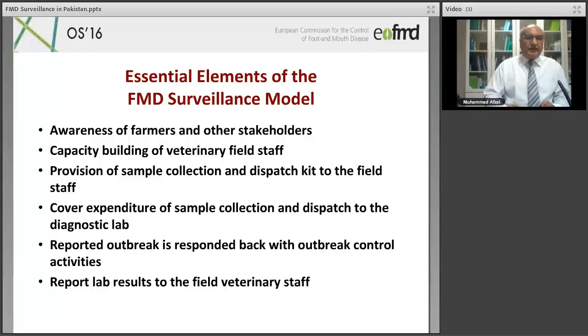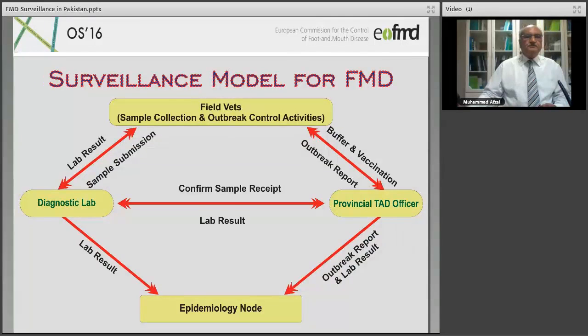It is also very important that the expenditures incurred for collection and dispatch of samples to the diagnostic lab should be supported. It is not enough only to report the disease; while reporting, there should be a response, and there should be control activities to minimize the spread of the virus or to contain the infection. The last element is that all the laboratory results of the samples submitted should be shared with the field staff who submitted these samples.